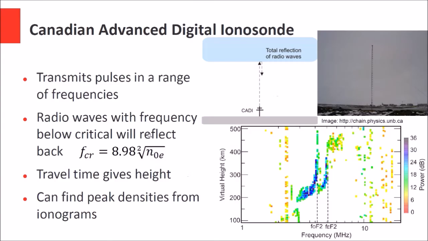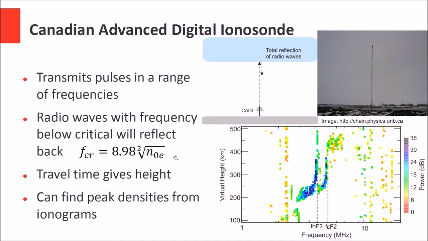CADI has been measuring the ionosphere for many years. This ionosonde transmits pulses of varying frequency into the ionosphere and measures the time that it takes for these signals to return. When CADI is transmitting signals at or above the critical frequency of the plasma, these signals will not be reflected by the plasma but will instead go out to space. We can use this to find the critical frequency, or the maximum critical frequency of the plasma, which is associated with the F-region peak electron density.